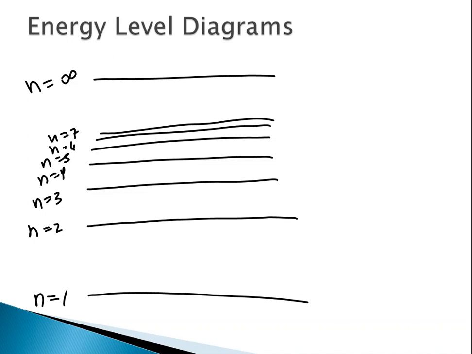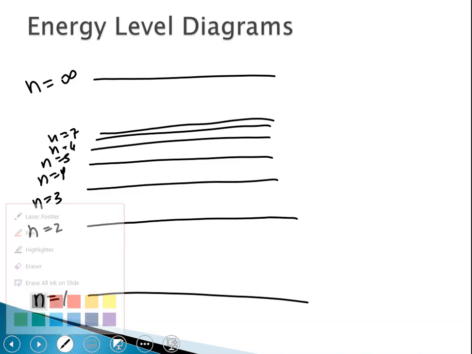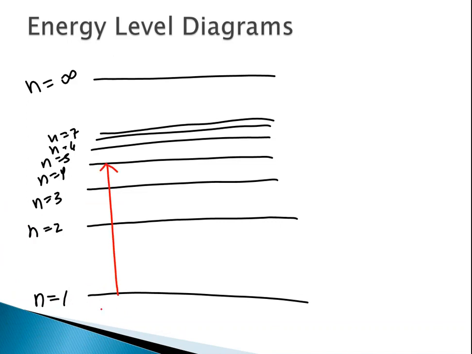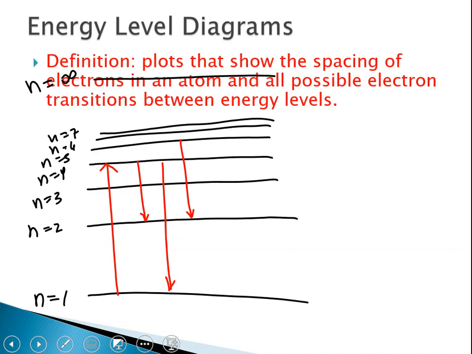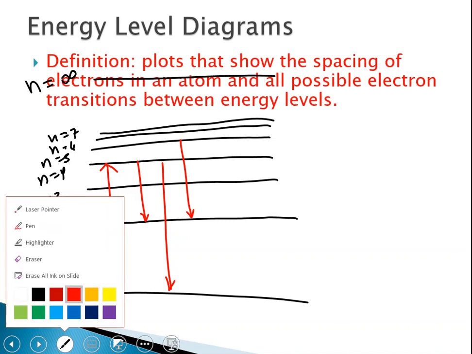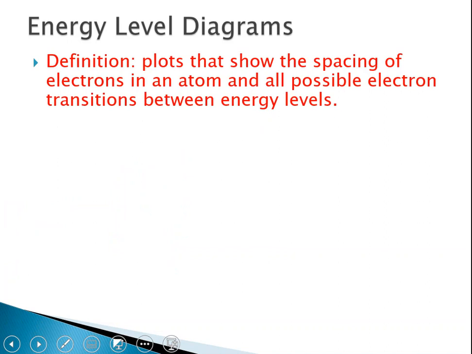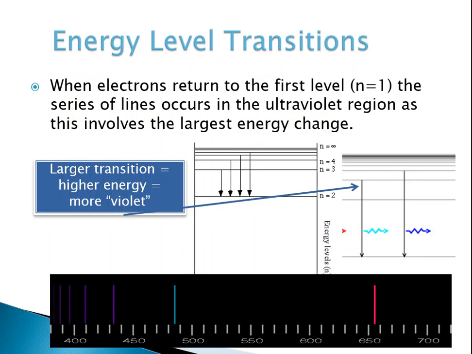So using an energy level diagram, we can show the movement of electrons. We can show them jumping up and jumping back down to different energy levels. And we'll show the application of this in a couple more slides. And of course, there is the definition. It's just a plot that shows the spacing of electrons in an atom and all possible electron transitions.